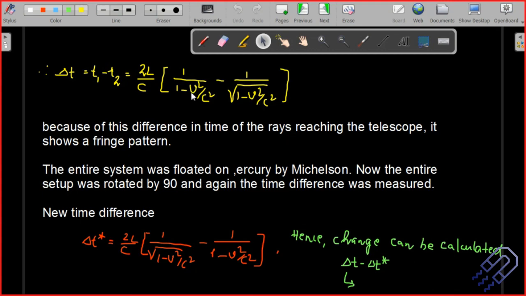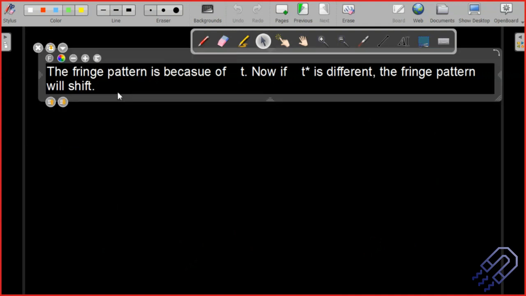And what is this V? V is the velocity of light on Earth. That is what we are measuring. So using this relation, we can find out the velocity of light on Earth. Okay, so this was the idea which Michelson and Morley developed. The thing is, the shift in the fringe pattern.